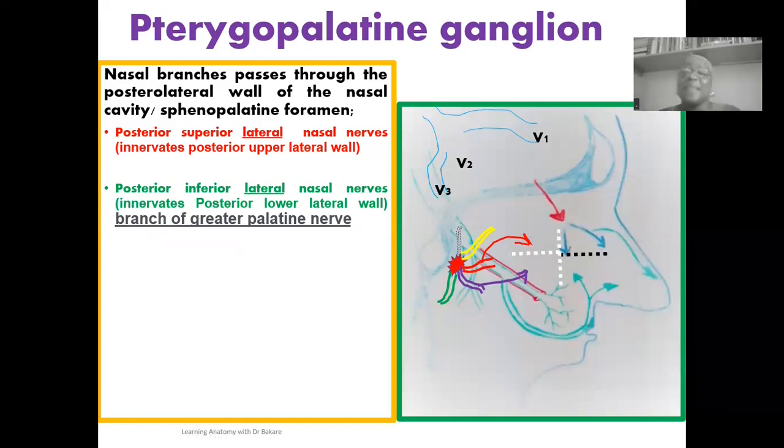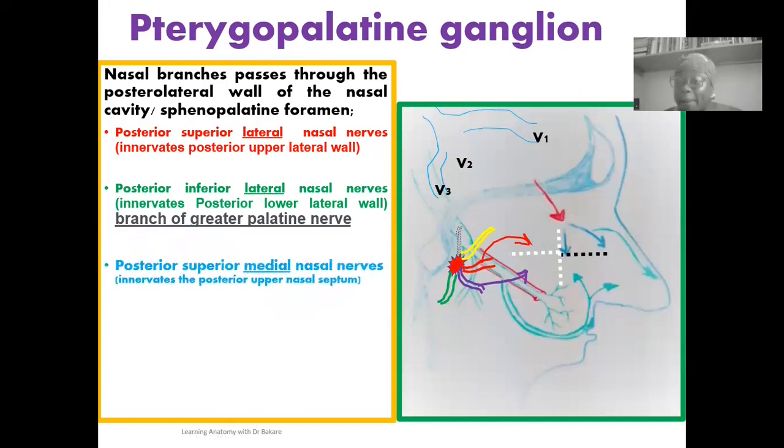So I haven't talked about the lateral wall. We've talked about the superior part and the inferior part, which is on the lateral wall. So going to the nasal septum of this region, what are the nerves that are seen to innervate the nasal septum at the posterior part of the nasal septum, both the upper part and the lower part?